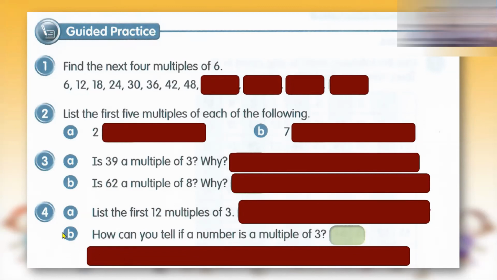That's what I'm going to tell. Letter B, how can you tell if a number is a multiple of 3? You have to explain. How will you know that it is multiple of 3? What are you going to do? For example, is 27 a multiple of 3? Yes or no? Yes. How do you know that it's a yes? What did you do? Multiply, or you may divide, right? That's it. That's how you will answer this one. How can you tell? How will you do it?